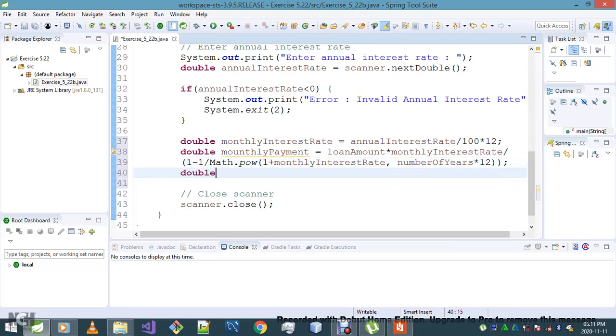So what else do I want to do to compute my total payment? It's gonna be monthly payment multiplied by number of years multiplied by 12. Did I spell that right?